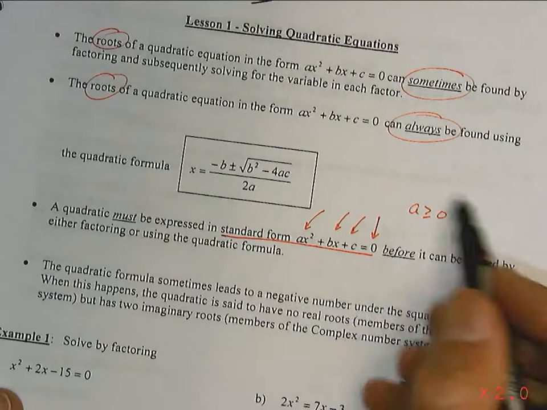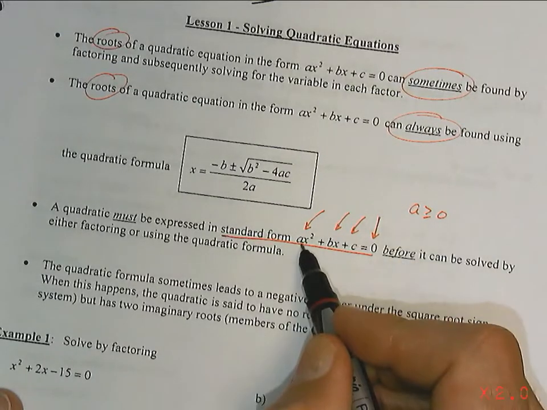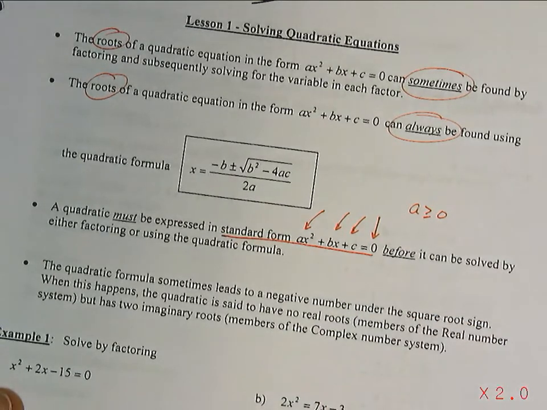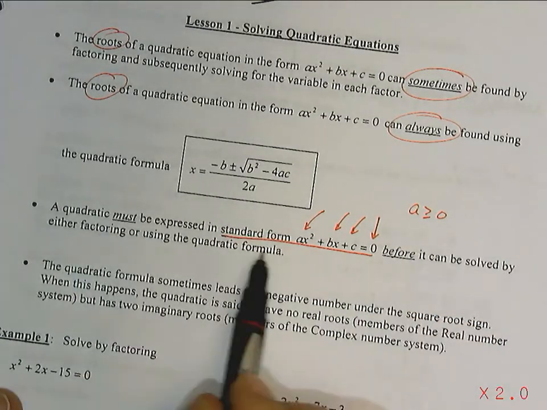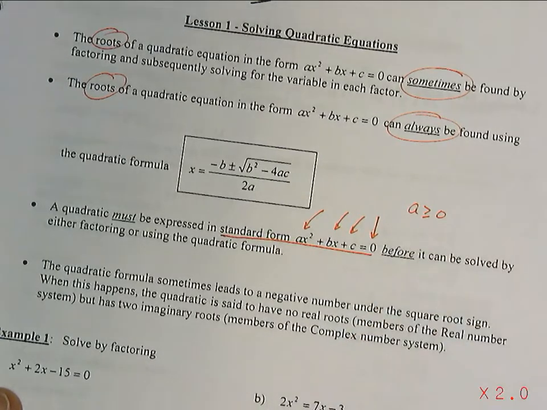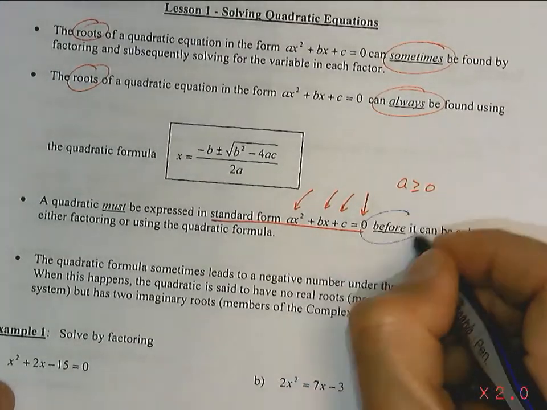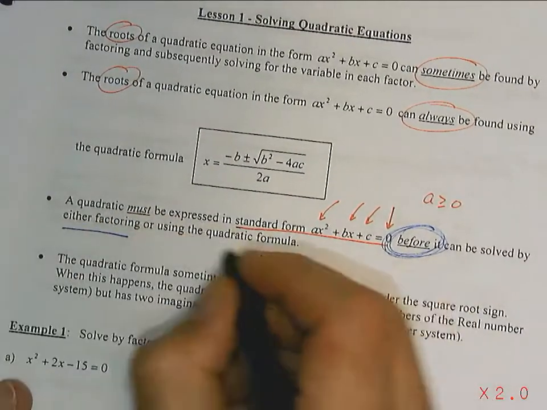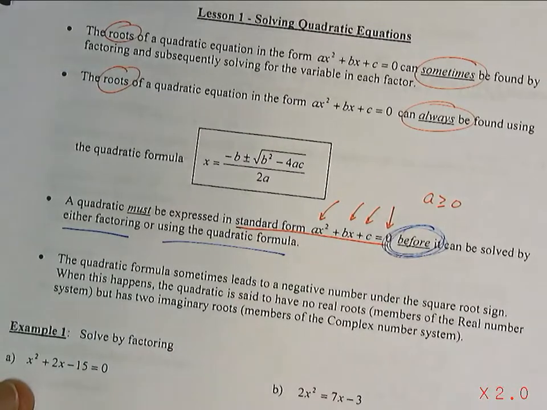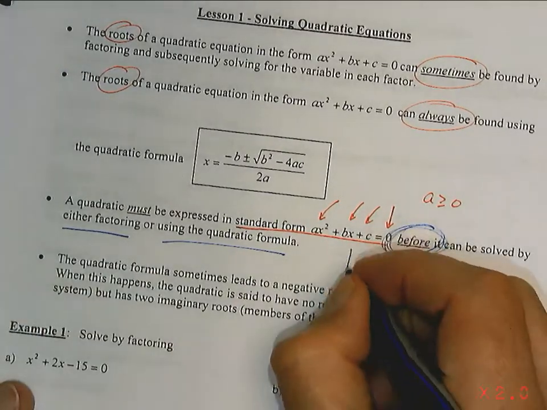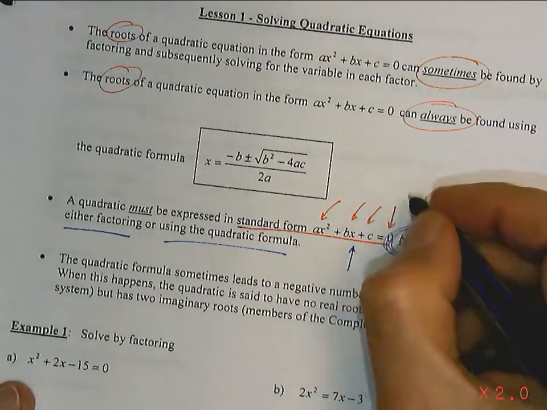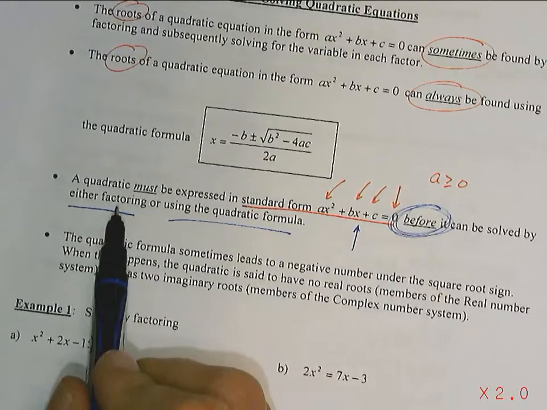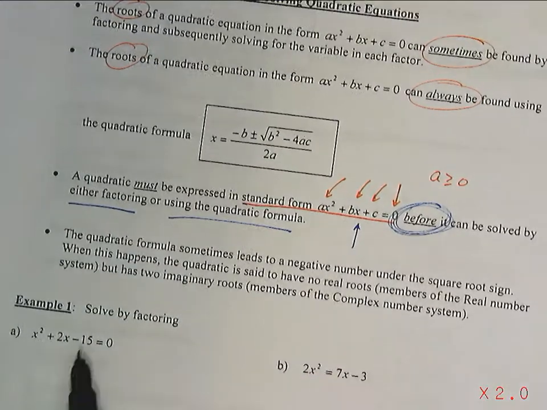And if it's not, then you're going to move everything to the other side, changing this to positive, changing the signs here, but you'll still have it equal to 0. So a quadratic must be expressed in standard form before, that is so important, before it can be solved either by factoring or using the quadratic formula. So in either case, we've got to put it in this form first, okay? Not in this form. If it's not equal to 0, we can't be doing either one of these. And these are different. One is by factoring, and one is using the quadratic formula.